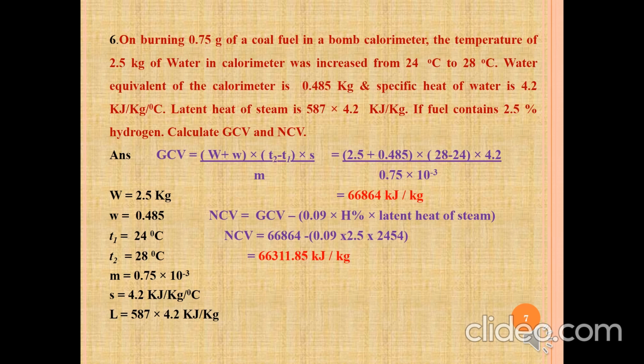Next we have to calculate NCV. The formula given is NCV equal to GCV minus 0.09 into percentage of hydrogen into latent heat of steam. So NCV equal to 66,864 minus 0.09 into 2.5 into 2454. So what we are getting as the final answer of NCV is nothing but 66,311.85 kilojoules per kg. So this is the answer for NCV value.